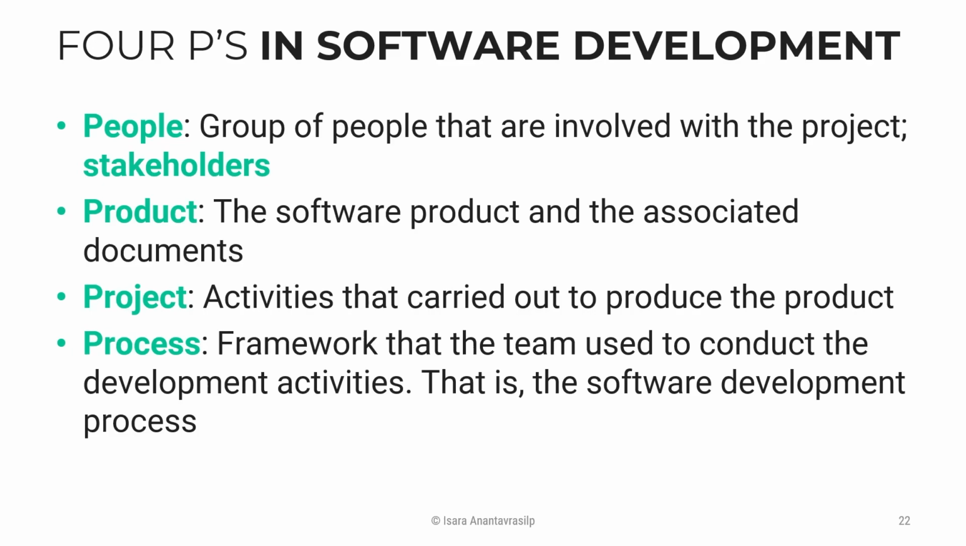Let's talk about the 4 P's in software development. The first P is people, the group of people that are involved in the project. Sometimes we call them the stakeholders. The other one is product, the software product that you are building, as well as the documentation, manuals, videos, anything that is related to the product. And then the project is the activities that are carried out to produce the product. And then we have the process, the framework that the team uses to conduct the development activities. That is the software development process.